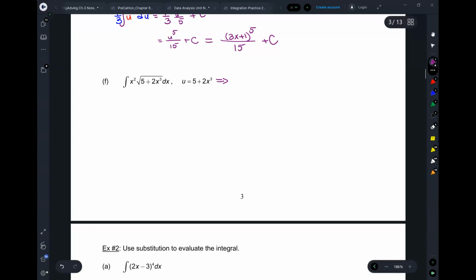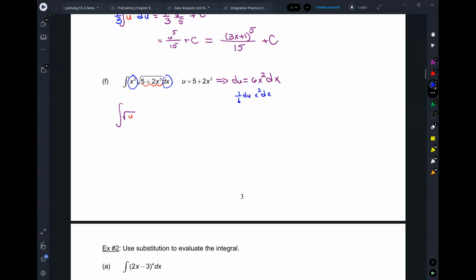Okay, so what's du gonna be? Good. Okay, 6x squared dx. So now, when you're substituting, always put in the u first. The u goes inside the root. Then what do we have left? X squared dx. So here I need to isolate the x squared dx. So what would that equal to? Right, 1 over 6 du. So how can I put that in here? 1 over 6, and then the du here.